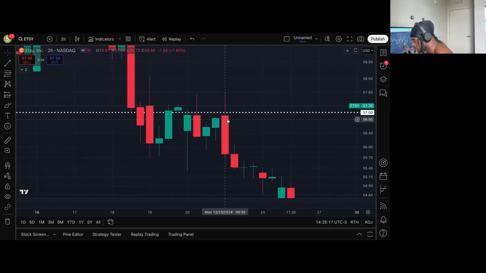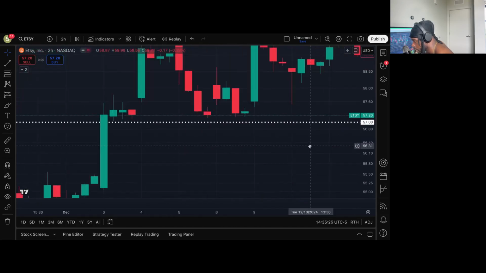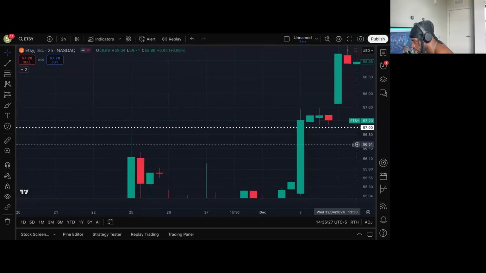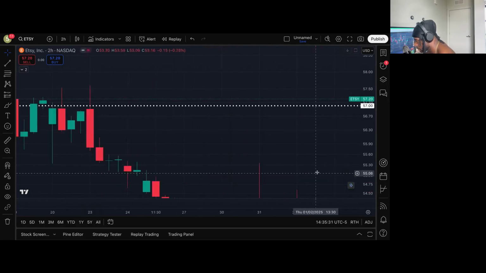And I look to the left here, and it looks like rejection, micro double top rejection, and then we tap that to the penny right there on that move down. And then I could probably make this level a little bit better, but it's good for now. I can adjust them.